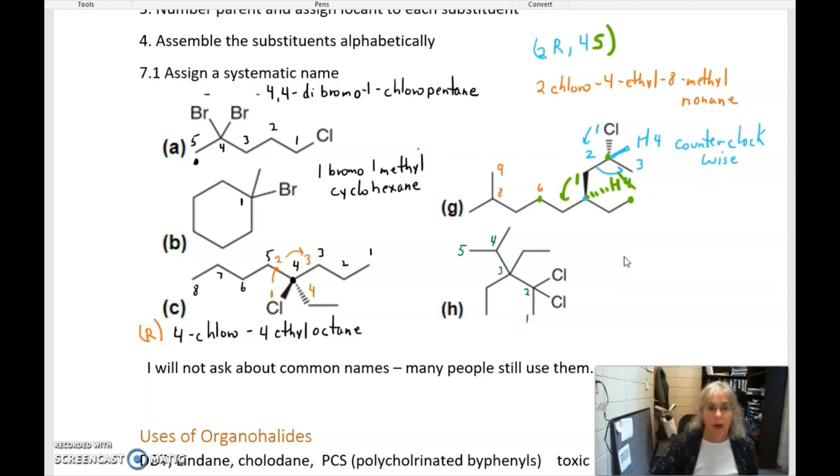Okay, so we've got a 2,2-dichloro. We've got 2 ethyl groups on 3, so we'll say 3,3-diethyl, 4-methyl, and it's pentane.